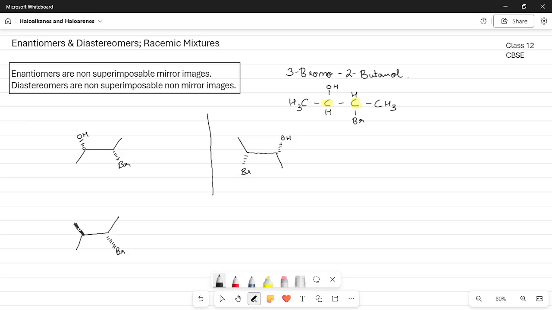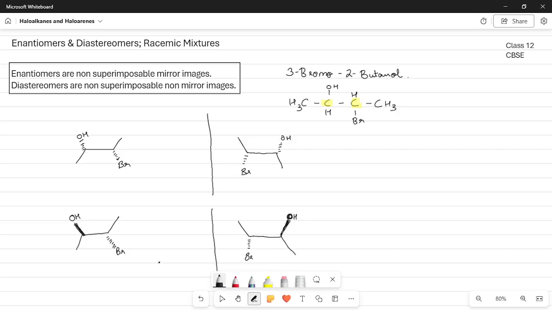Okay, so this basically implies that this is coming towards us and the bromine is going away from us, right? Now, when you have a mirror plane in between the two, let's draw the mirror image for this. So you'd have the same carbon structure, right? The four carbon atoms, and the bromine is going to be on this side, and the OH is going to be on this side, hydroxyl.